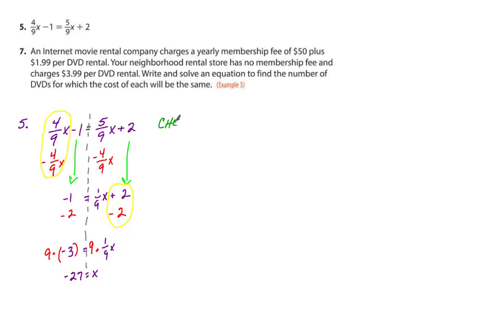Let us see if that -27 looks right. So I'm going to check my -27 by going back and saying if I had 4/9 of -27 and I took 1 away from that, would that be the same as 5/9 of -27 and adding 2? This is another one of those problems where you knew, if you really looked at it, thought about it, you knew that your answer had to be a negative because we were saying 4/9 of something minus 1 was going to be equal to 5/9 of something plus 2. We had fewer parts of x and we're taking stuff away here versus more x and we're adding here.